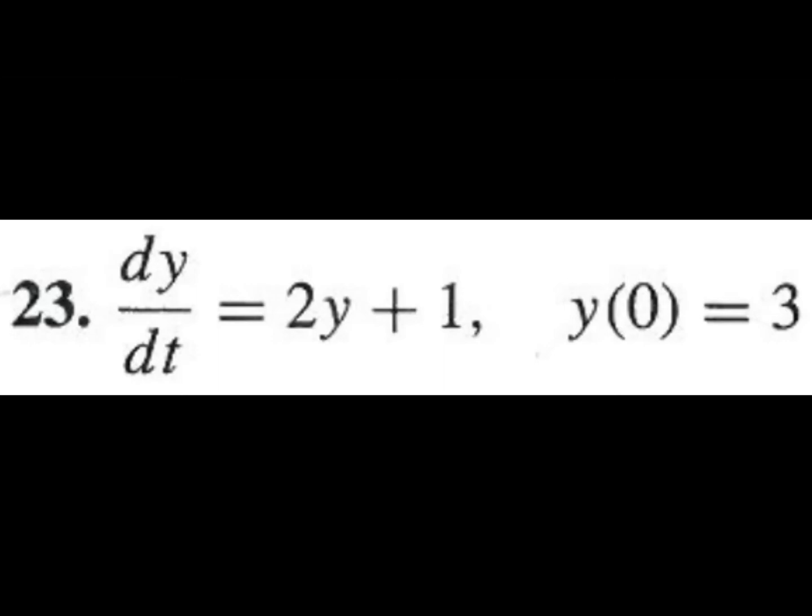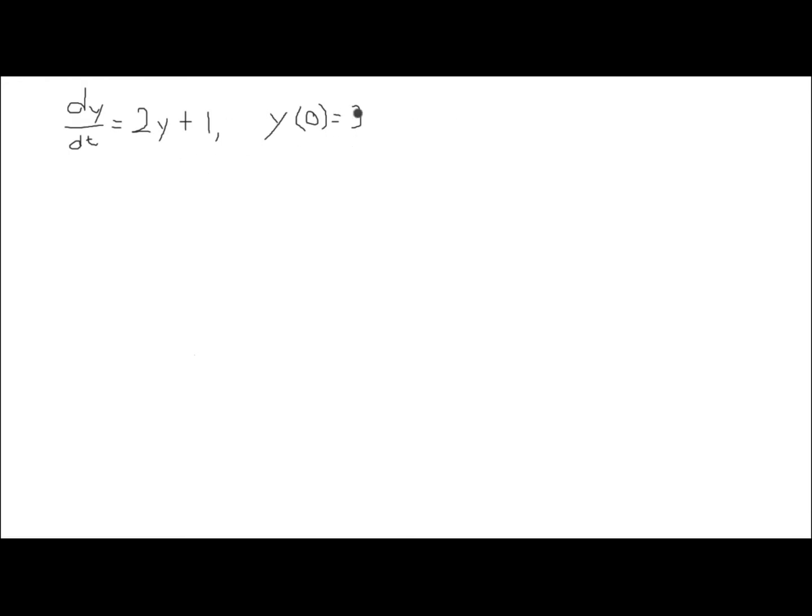You wanted me to solve question 23, so that's what I'm going to do in this video. The circumstances we get are that the derivative function dy over dt equals 2y plus 1, and we have to solve for y of t when y of 0 equals 3. Okay, so I've written out this problem so I can write the steps down.